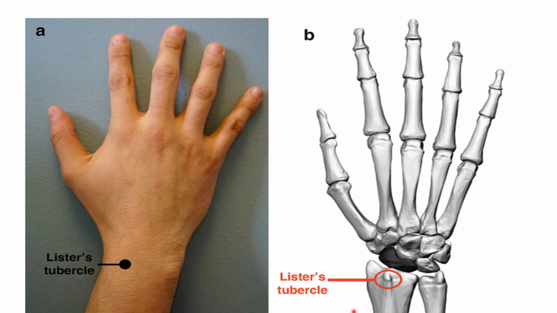Okay, this is the Lister tubercle, which is present on the lower end of the radius on the posterior surface, as you already know. Some tendons pass medial to this Lister tubercle, and some tendons pass lateral to it. Later I will show you, and you have to memorize it. This is very important.